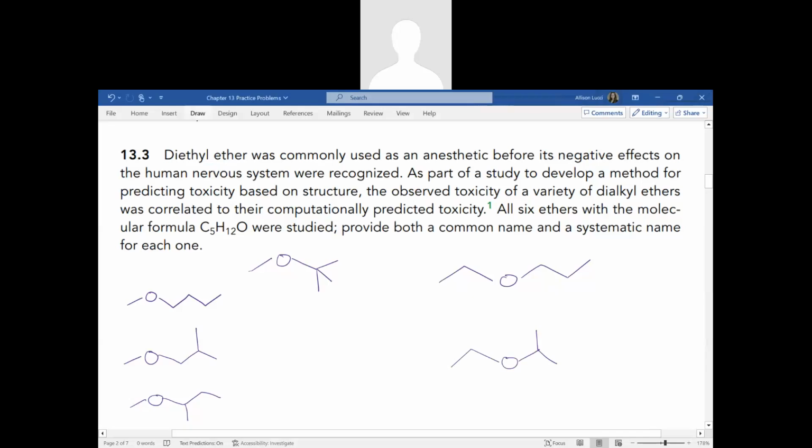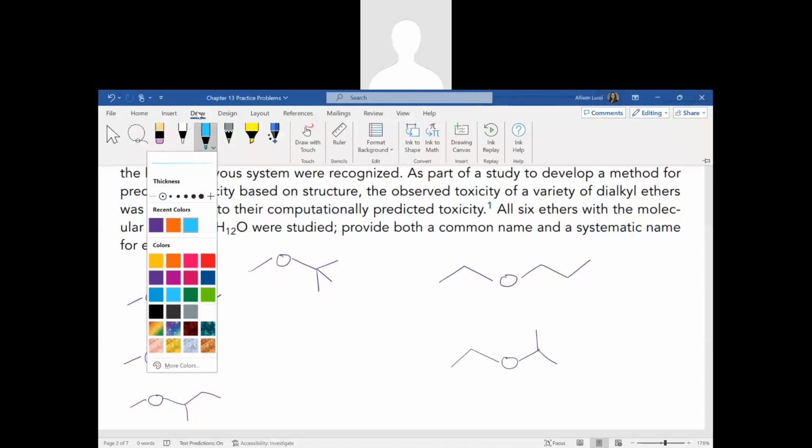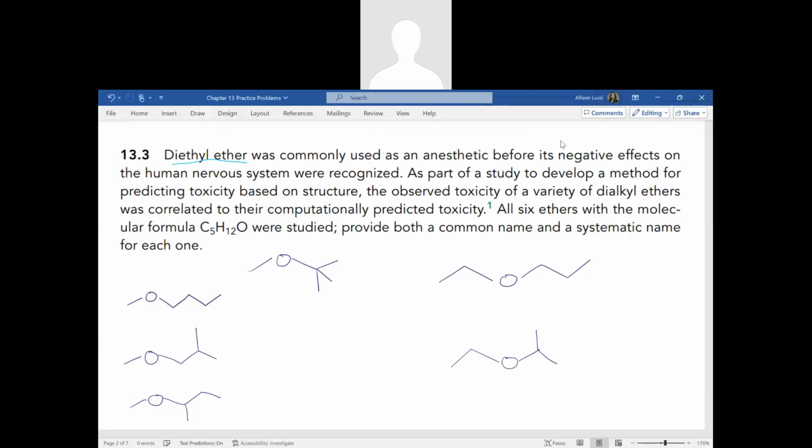In problem 3, we are given some information about diethyl ether, and we're told that there was a study performed to try to find a replacement for diethyl ether after it was found that it was a toxic component for anesthetic. So all 6 ethers with the molecular formula C5H12O were studied and we're asked to provide a common name and a systematic name for each of these ethers. So let's see what we have down below.